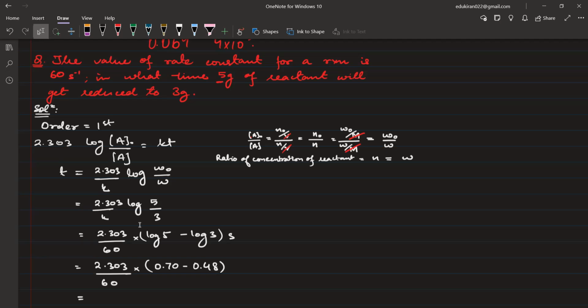Sir, can you explain how volume will be constant? Because the reaction keeps happening in the same container, right? Okay, so that is why the volume is going to be same.